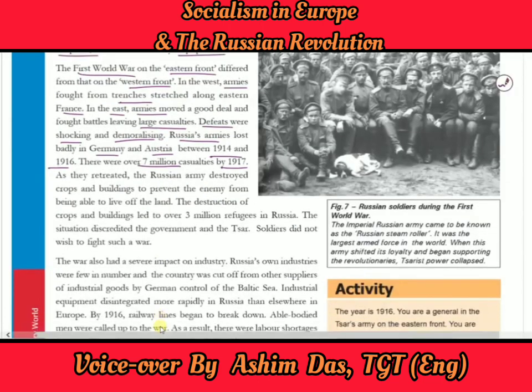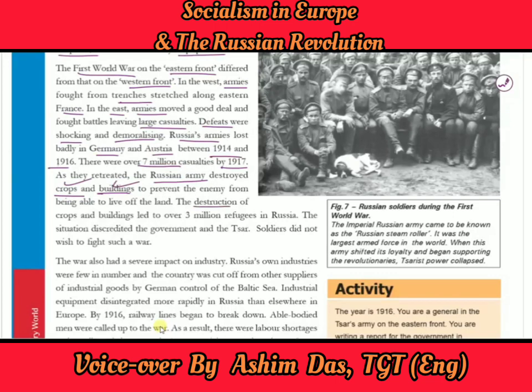The army of Russia lost badly in Germany and Austria between 1914 and 1916. There were over 7 million casualties, deaths, by 1917. As they retreated, went back, the Russian army destroyed crops and buildings to prevent the enemy from being able to live off the land. As they went back to their country, on the way they destroyed the crops and the buildings so that the enemy would not follow them and would not get an advantage from the land they were crossing.